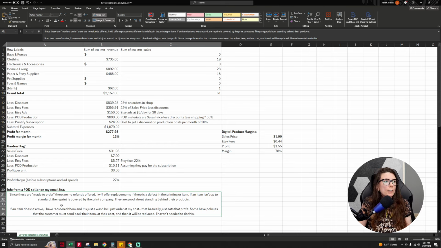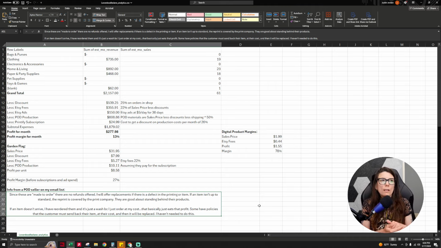And she said that since products are made to order, obviously it's a print on demand type product, there are no refunds, but she will offer replacements if there is a defect on the printing. But she said the company Printify, they stand by the products that they make, and that they will actually replace something if it's their fault.